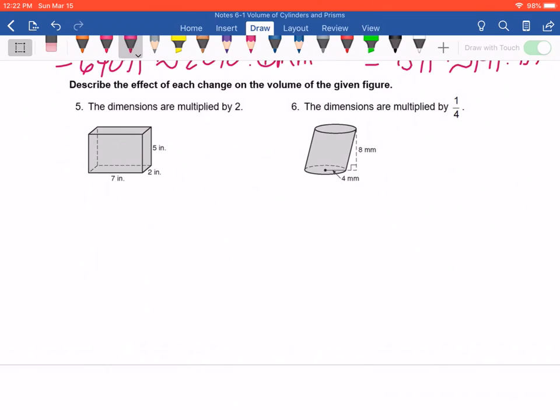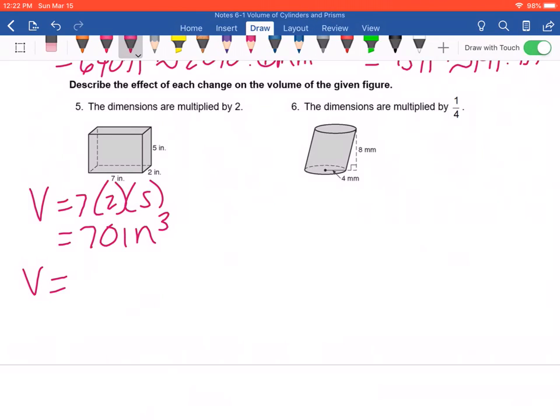Well, here's the interesting thing. This particular figure here we see is a box. So if I go to calculate the volume of this box, that's equal to the area of our base, which is 7 times 2, times our height, which is 5. So multiply 7 times 2 times 5, and we end up with 70 inches cubed. However, as an experiment, if I multiply each one of these side lengths by 2, what I then have is 14 times 4 times 10, which is going to give me 560 inches cubed.